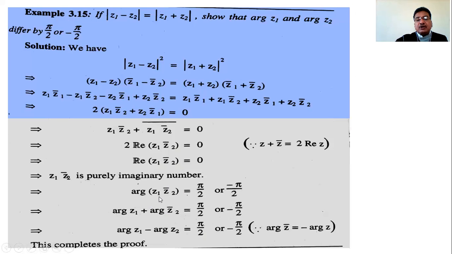And the argument of Z1 into Z2 bar is what? Argument of Z1 plus argument of Z2 bar. Because we know the theorem that argument of Z1 into Z2 is what? Argument of Z1 plus argument of Z2, the conversion of multiplication to addition. And what is the argument of Z bar? It is minus argument of Z. So argument of Z2 bar is what? Minus argument of Z2, and that is the difference between these two, which is either pi by 2 or minus pi by 2.